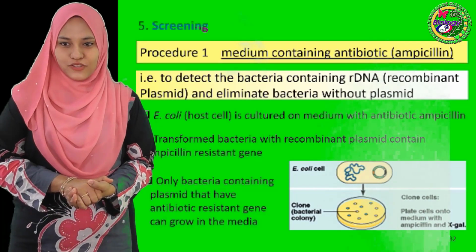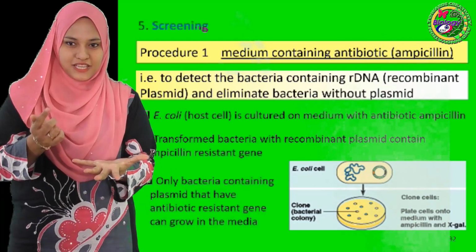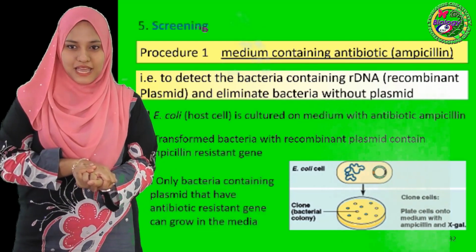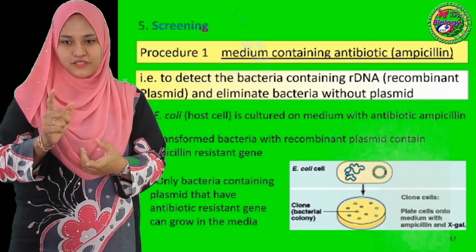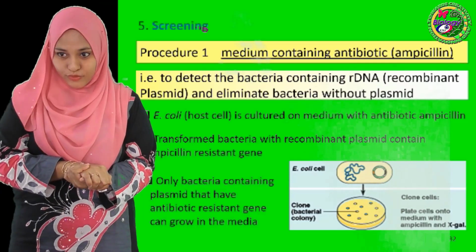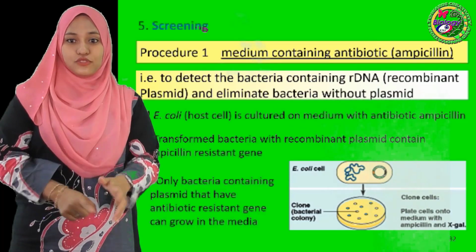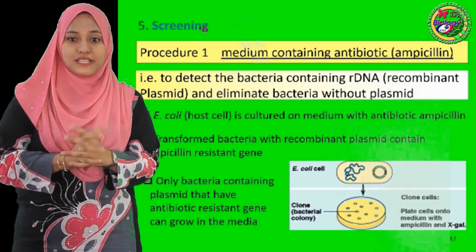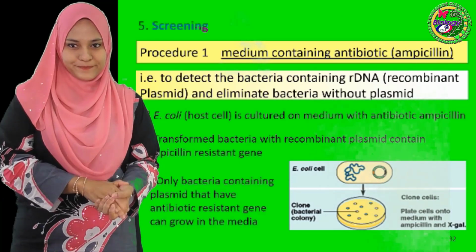So E. coli colonies are cultured on a medium with the antibiotic ampicillin. It is used to detect the bacteria containing the recombinant plasmid and eliminate the bacteria without the plasmid. This is because the transformed bacteria with the recombinant plasmid contain the ampicillin-resistant gene. So only bacteria containing a plasmid that has the antibiotic-resistant gene can survive and grow in the medium.